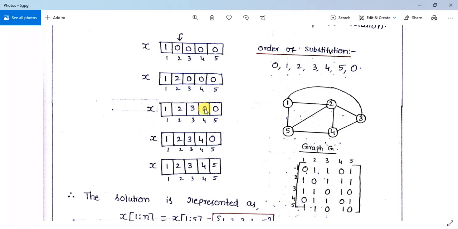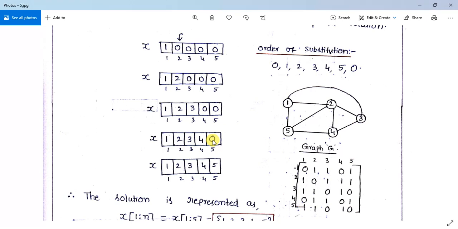So is there any edge from this vertex to the previous vertex? 3 to 4, 3 to 4, is any edge present? 3 to 4, right, present, so that's why I can write 4 here. Next, I'm going to visit the last vertex, be careful.